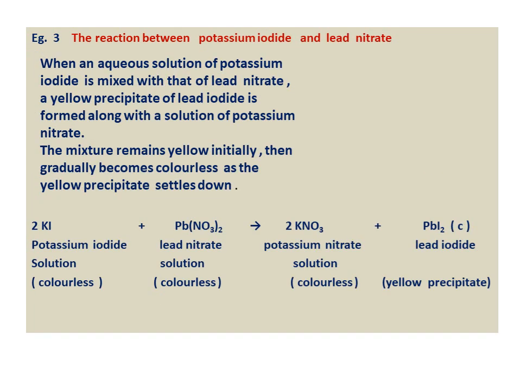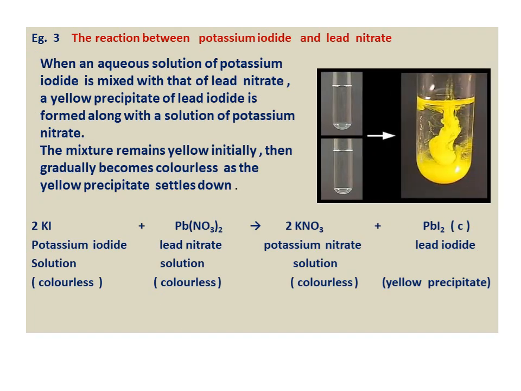Example 3. The reaction between potassium iodide and lead nitrate. When an aqueous solution of potassium iodide is mixed with that of lead nitrate, a yellow precipitate of lead iodide is formed along with a solution of potassium nitrate. The mixture remains yellow initially, then gradually becomes colorless as the yellow precipitate settles down. 2KI plus Pb(NO3)2 gives 2KNO3 plus PbI2 precipitate. Potassium iodide solution is colorless, lead nitrate solution is colorless, potassium nitrate solution is colorless, lead iodide is a yellow precipitate.